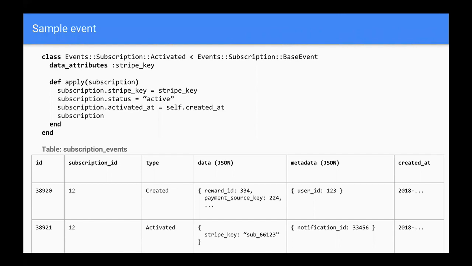And you have some events that we have in the database. You can see that they have their own IDs, the subscription ID, so the subscription that they are associated with, different types of events, and then the data. Each event will have a different set of data, so it's stored as JSON. And some metadata, user ID, notification ID, mostly the metadata for debugging purposes. And then the timestamp, created at.